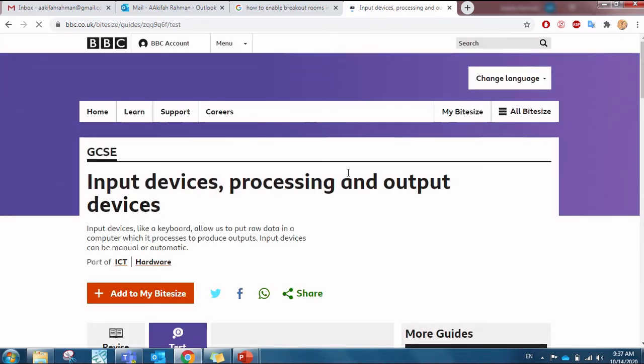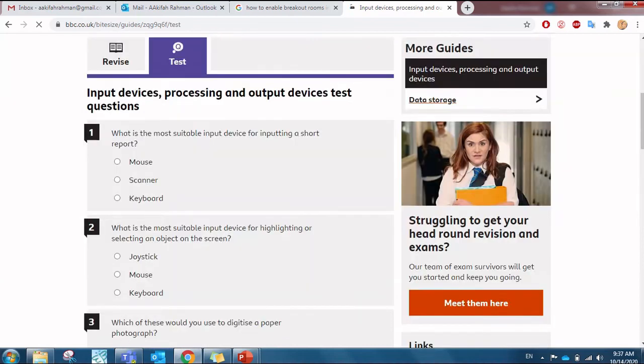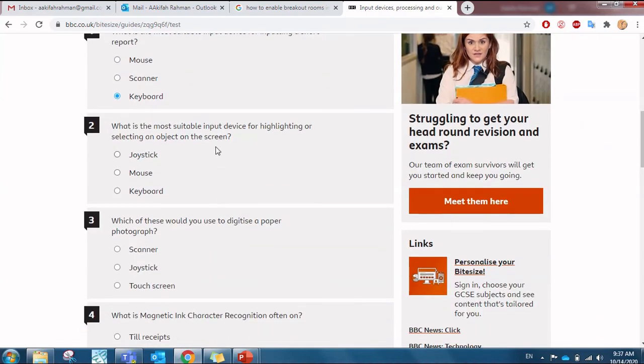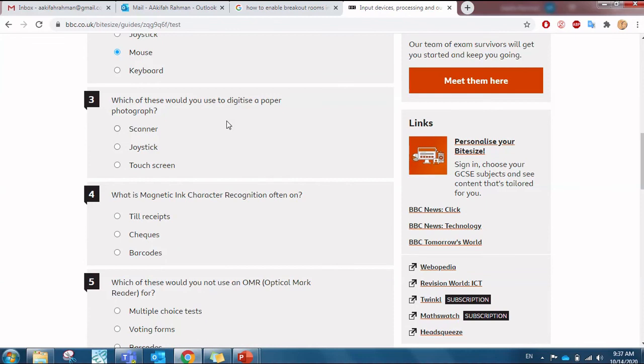In this BBC bite-sized plenary quiz, the first question is asking us, which is the most suitable input device for inputting a short report? Something that's short, you would use a keyboard for it. What is the most suitable input device for highlighting or selecting an object on the screen? So, for highlighting and selecting, the mouse is the easiest thing for us because joystick is difficult to use. Which of these can be used to digitize a paper photograph? Digitizing can be done by a scanner.